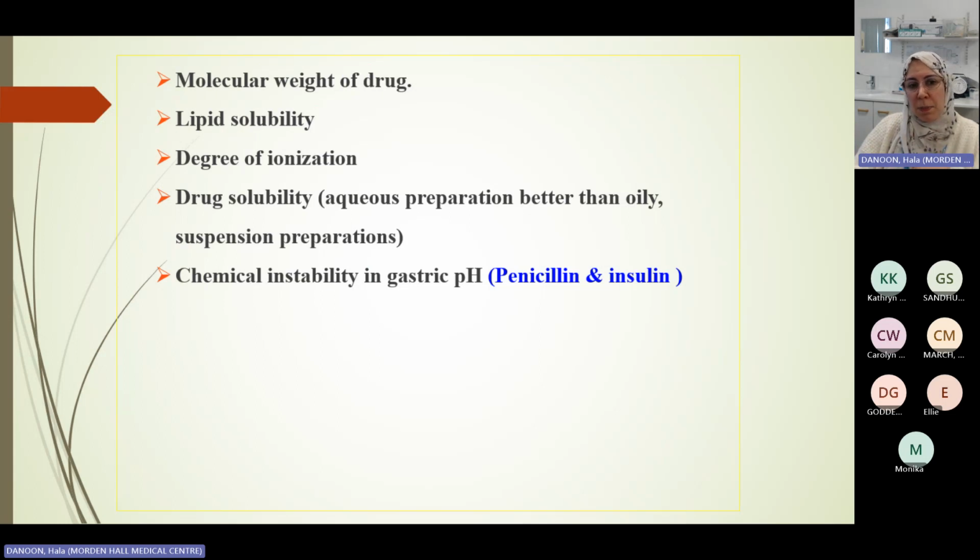Chemical instability in gastric pH, like penicillin and insulin. Do we need to modify these medications where we need to add something to protect them against the gastric acidity? Like a lot of medications are enteric coated, so it gets preserved in your stomach until it reaches your intestine. The change of pH will help dissolve the outside of the tablet and then release the medication. That's the same with penicillin and insulin.